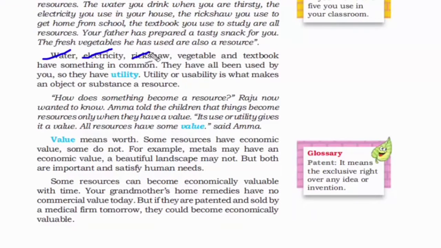Water, electricity, rickshaw, vegetable and textbook have something in common. We know that they all are separate things, but what is common between all of them? They are nothing but utility, which means we use them. We don't just keep them with ourselves, we use them. How you use them is a whole different thing. What we are concerned about is that we use these things. We don't just keep them in stock. Therefore, utility or usability is what makes an object or a substance a resource. I hope this line is absolutely clear.